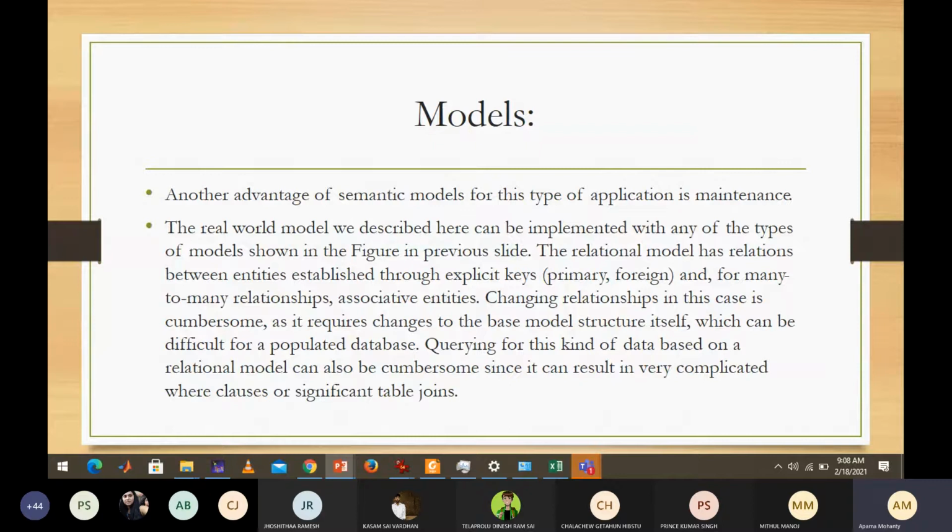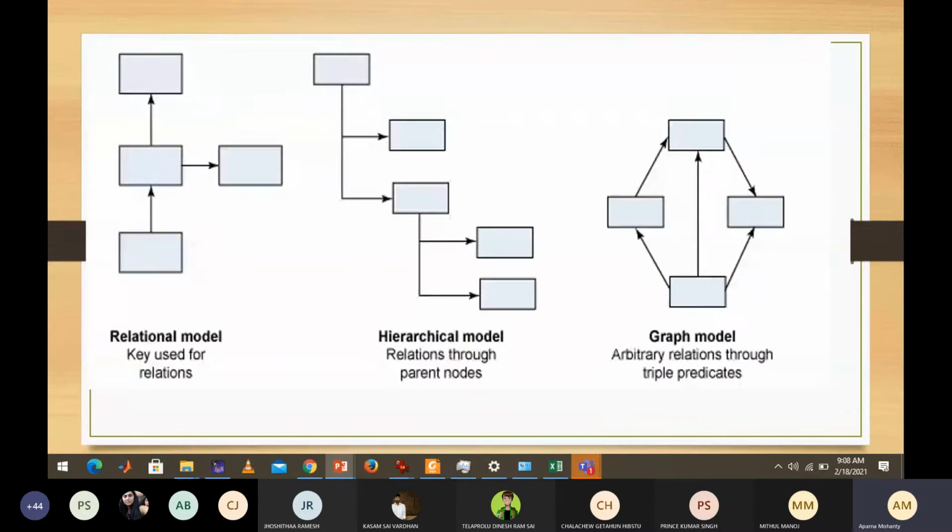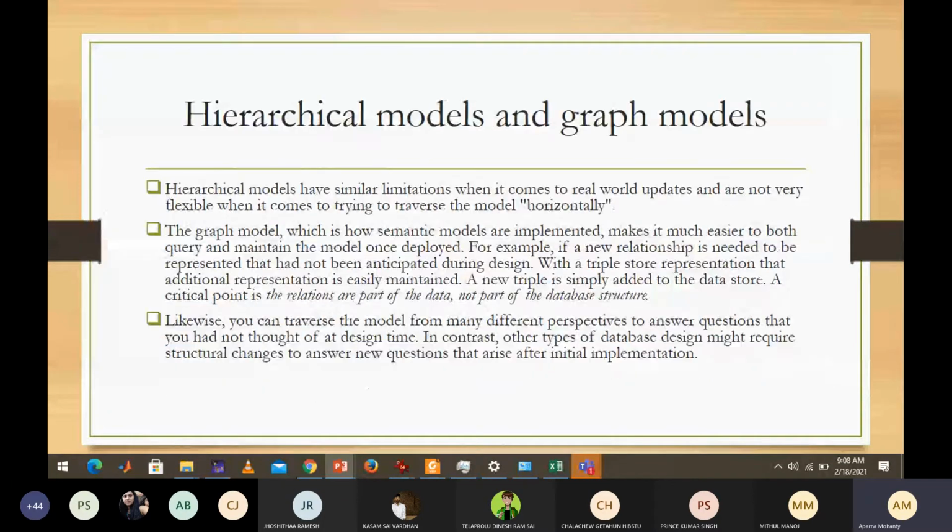Then what are the different models that I told you? So this hierarchical model, as I just made clear, is a top-down approach, where similar models have similar limitations when it comes to real world updates and are not very flexible when it comes to traversing the model horizontally. So it is not possible to traverse horizontally in the case of a hierarchical model. It is always a top-down approach. So that is just some theory which I have given you.